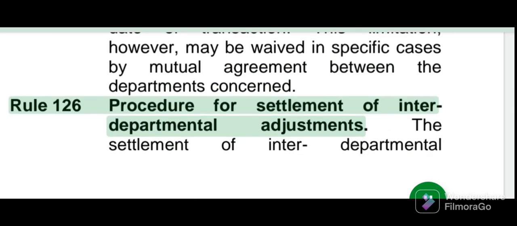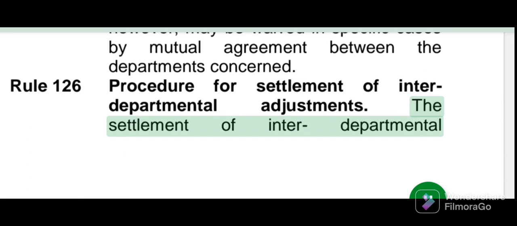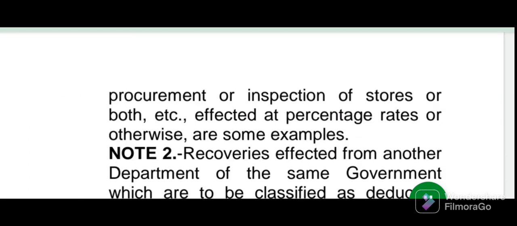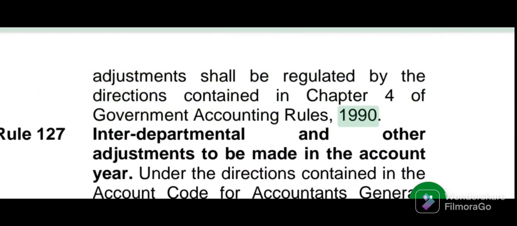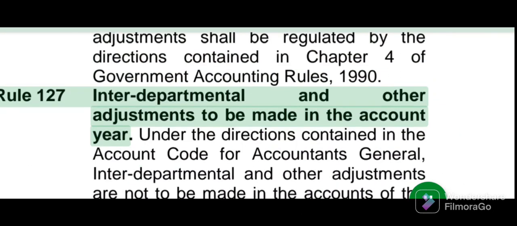Rule 126: Procedure for settlement of interdepartmental adjustments. The settlement of interdepartmental adjustments shall be regulated by the directions contained in Chapter 4 of Government Accounting Rules, 1990. Rule 127: Interdepartmental and other adjustments to be made in the account year.